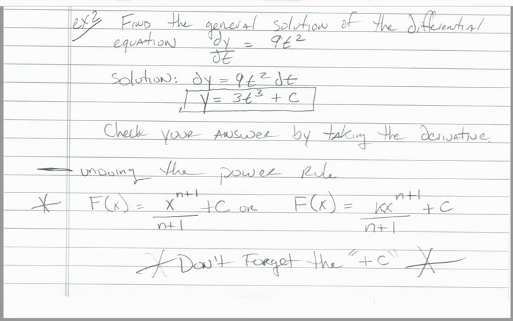So we're going to go 9t to the 2 plus 1, which is 3, so that's why our exponent is 3. Then we divide by n plus 1, which is 2 plus 1, which is 3. But 9 divided by 3 is 3, so we end up with 3t cubed. Since it's a general solution, we put plus c, because if we were to take the derivative of y equals 3t cubed plus some constant, that's what we would get. That constant would fall away when we take the derivative, because remember, the derivative of any constant is 0.